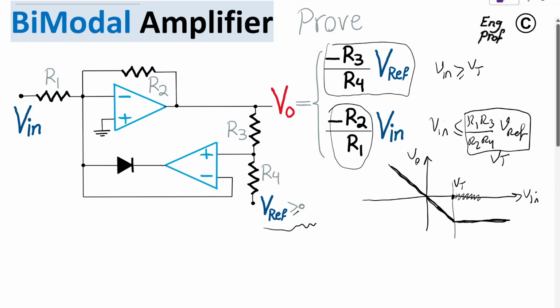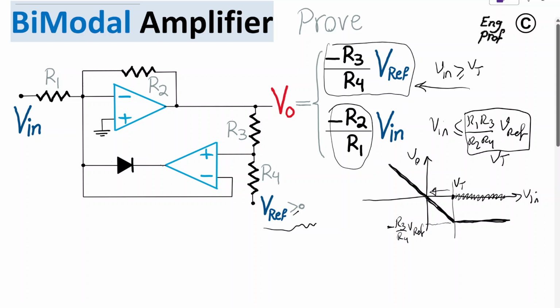So if Vin on the x-axis is a value larger than V threshold, which is a positive value, then output becomes a constant negative, and the value of the constant negative is negative R3 over R4 times Vref. Basically the first line. And whenever Vin is less than V threshold, on the left side of V threshold, then output is proportional to input in negative fashion.